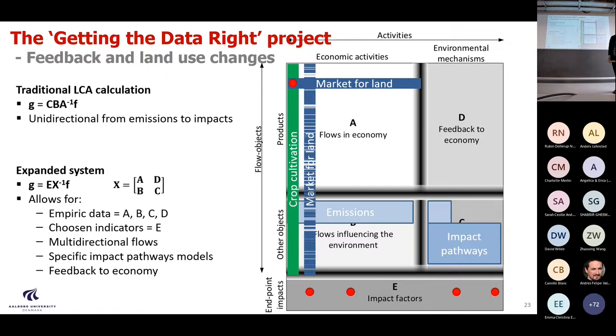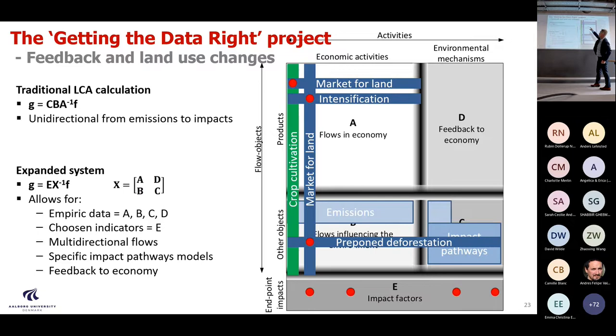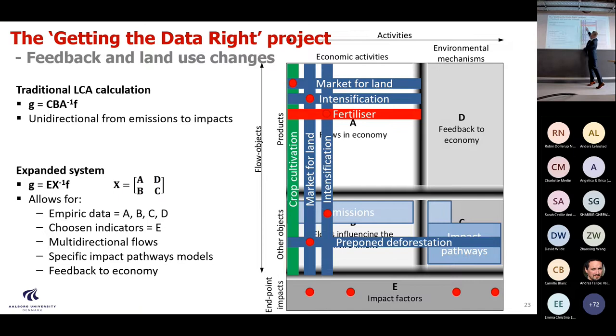When we need land, I showed that this market for land would need input of intensification and some deforestation down here. When we have intensification, what happens then? Intensification was something about adding more fertilizers, and it will also cause more emissions. And when we have deforestation here, the deforestation will also cause more emissions. So everything we are dealing with is actually fitting in this expanded system here. And hopefully in the future, that will enable us to understand better how the environmental mechanisms are functioning, and not least to understand them and how to model them in an LCA framework.